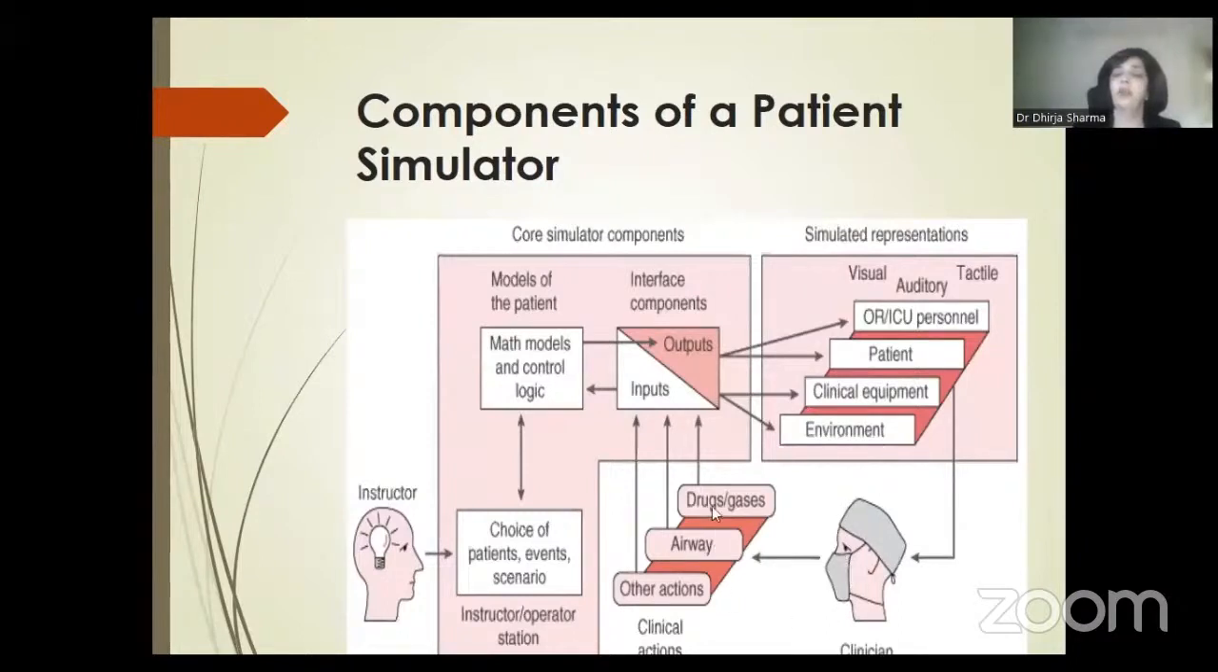The action may be giving drugs or gases, maintaining the airway, or doing some other action, as in the case of ACLS. These are all clinical actions which are again input into the interface component, which goes back to the model of the patient, and then again the model of the patient, as per the events and scenario, puts out the output, which is seen as visual, auditory and tactile by the simulated representation.